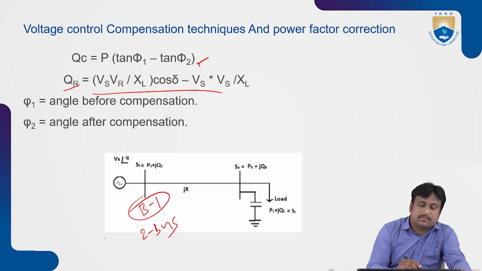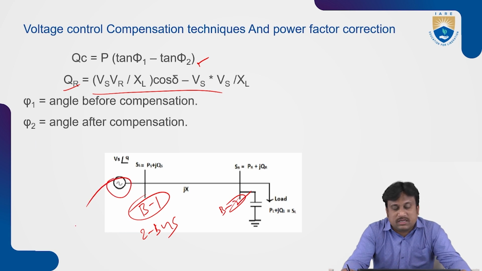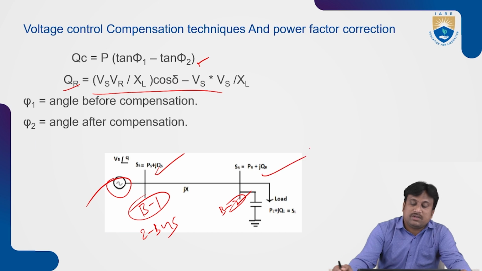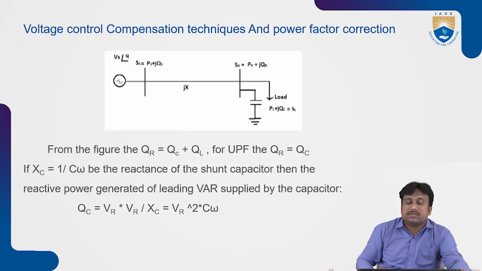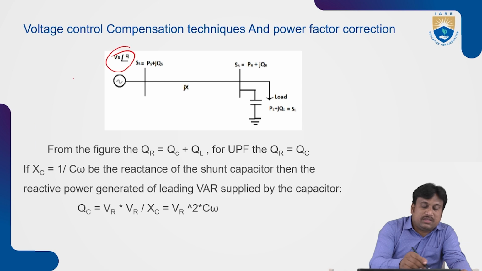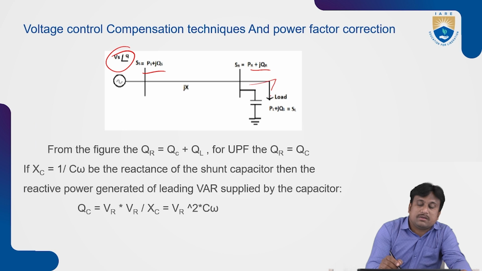Here we considered a simple two bus system. This is bus 1, this is bus 2. Here the source voltage Vs is applied at an angle, Ss equals P plus jQ, Sr equals P plus jQr. This is the sending end voltage, this is the receiving end voltage. Here a capacitor is connected at the load, P plus jQL, in shunt. When the line is connected in such a manner, the receiving end voltage is expected to be high at the load. Then the load is connected like this, and one of the capacitors is connected.